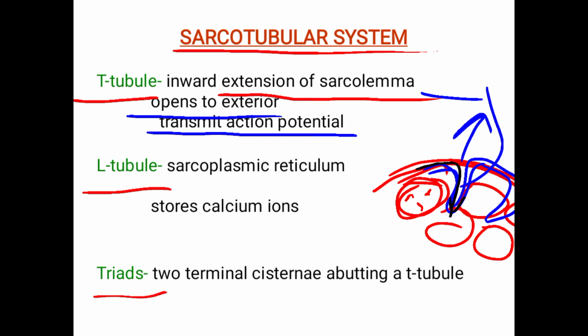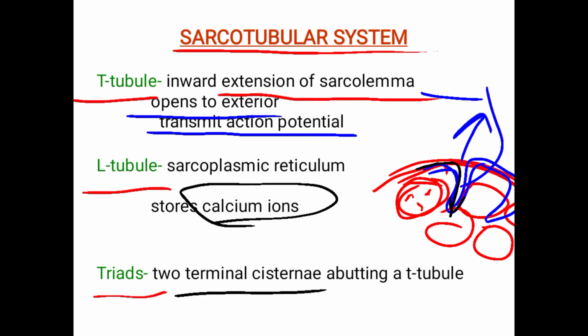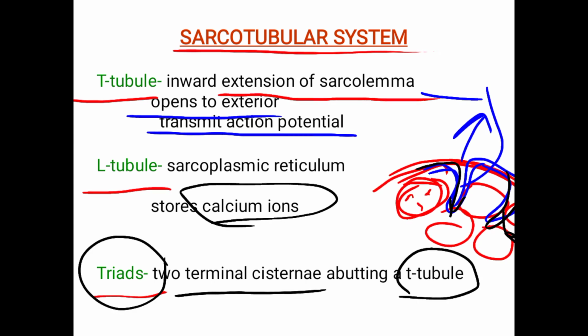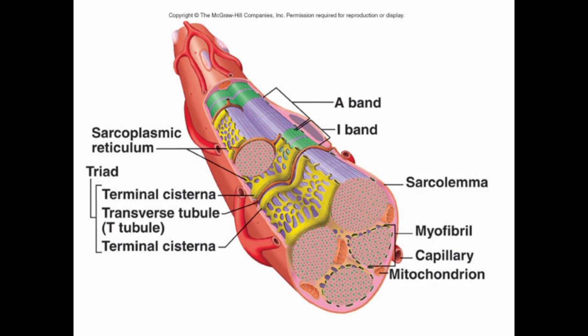The L tubule is also called the sarcoplasmic reticulum, and it stores the calcium ions. Very important: calcium ions. Next come the triads. The triads are formed by two terminal cisternae abutting a T tubule. Wherever the T tubule is joined by the L tubules, we call it a triad. I will show the picture.